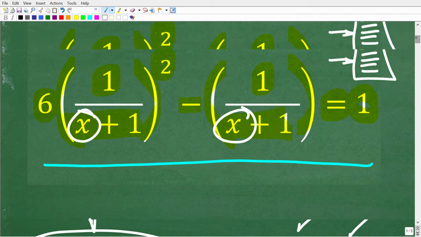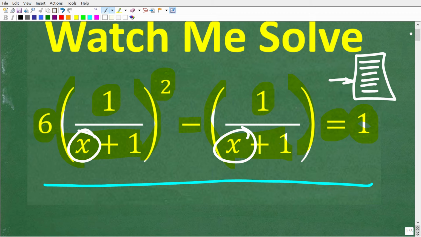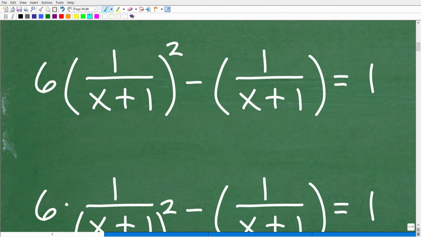All right, so let's go ahead and see exactly how we solve 6 times 1 over x plus 1 squared minus parentheses 1 over x plus 1 parentheses is equal to 1. Okay, so let's get into it. The first thing we want to do is recognize what type of equation we are dealing with. Now, if you know the answer to that, put that into the comment section.